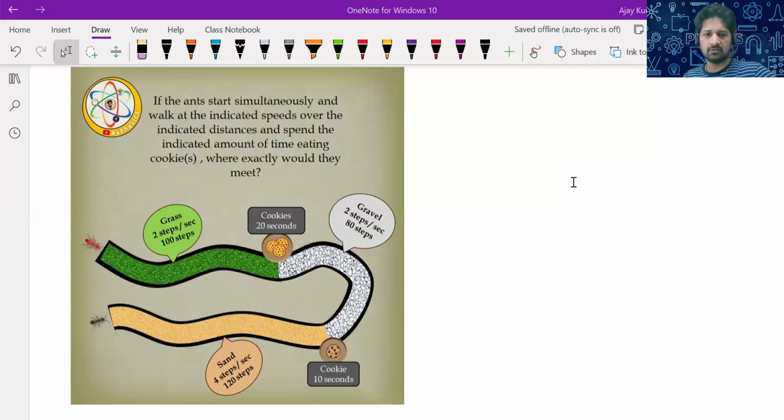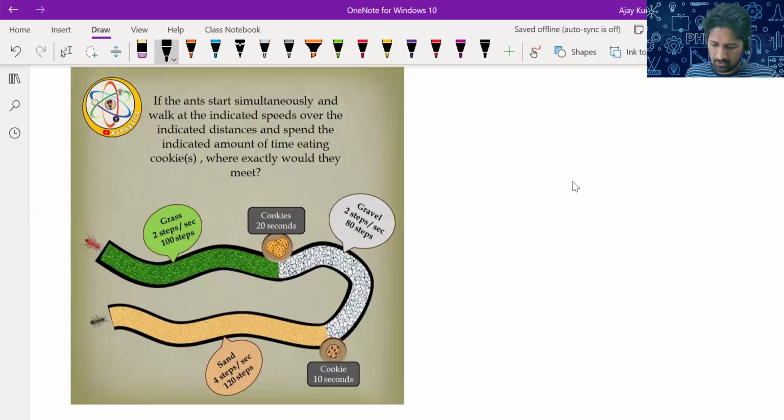So not the time, like the time taken when they travel in the gravel. No, why did you directly go to gravel? Step by step, I want. None of them is starting in gravel, no? Sir, we know how much time they will take on grass and on sand, but we don't know what time they take on gravel. I mean, that is what I want from you step by step.